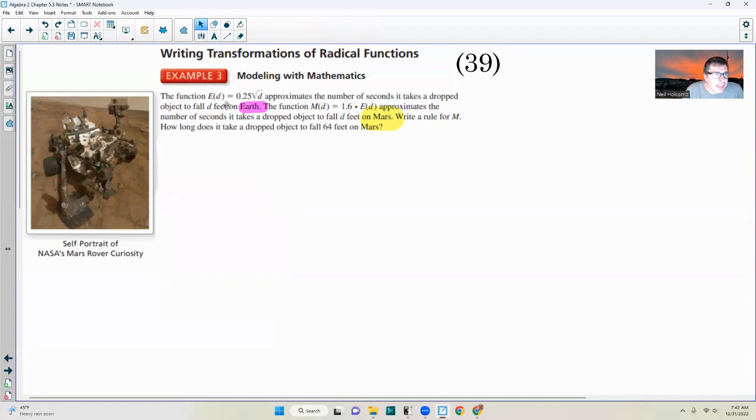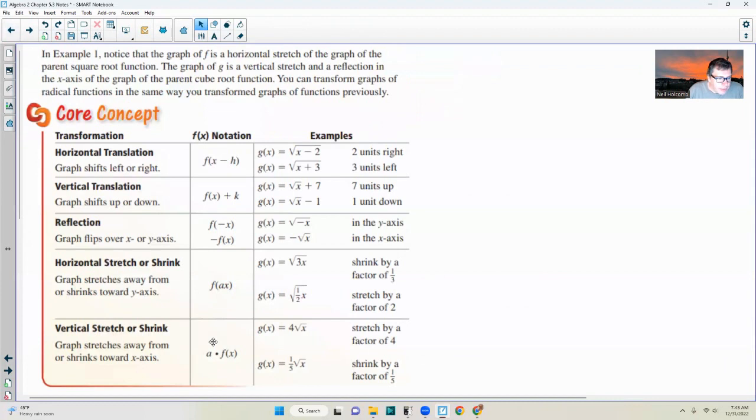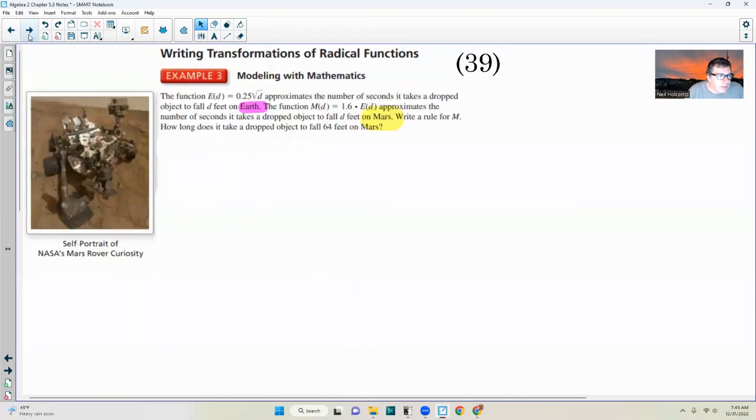So we're given a function E of D, which equals 1/4 of the square root of D. So we have an a outside of the radical. So that is a, let's go back. If a is outside, that is right here. It's a vertical stretch or shrink. So since it is less than 1, this is a vertical shrink of a quarter. Okay. And that is an approximation of the number of seconds it takes a dropped object to fall D feet on Earth. So E stands for Earth and D stands for dropping in feet.